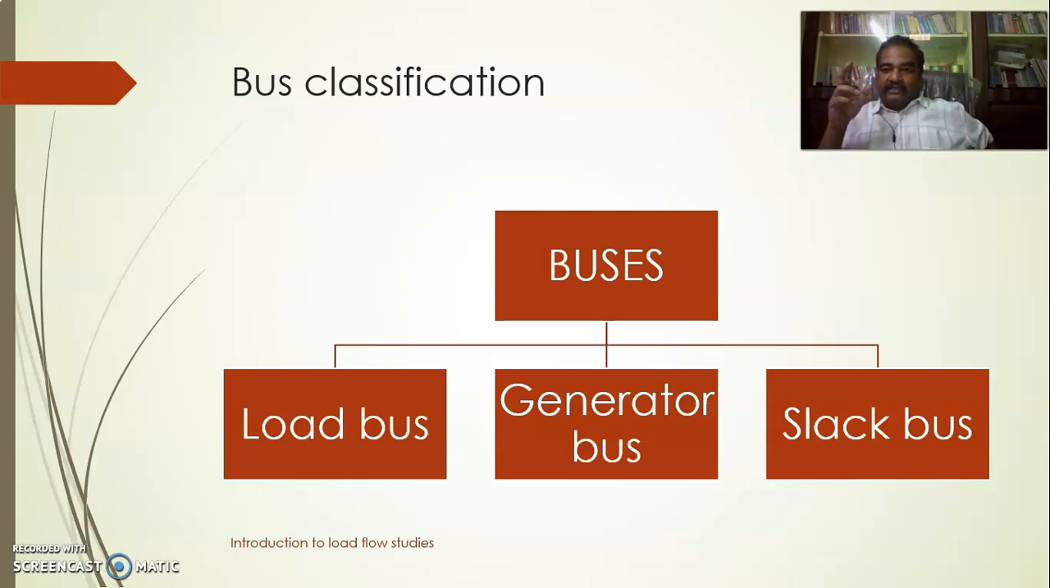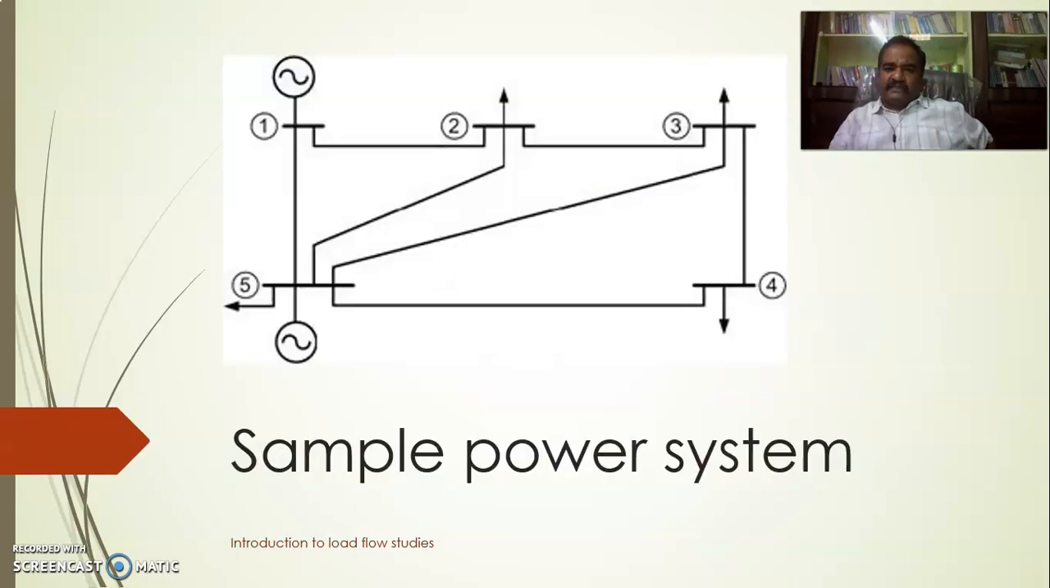Don't get the false impression that if a generator is connected, it is a generator bus, and if a load is connected, it is a load bus. No, nothing like that. If a generator is connected, it is considered a generator bus. If a generator is not connected, it is to be considered a load bus. Now, I'll show you. In the sample system, see there are two generators which are connected to bus number 1 and bus number 5. See at bus number 5, apart from the generator, there is a load also.